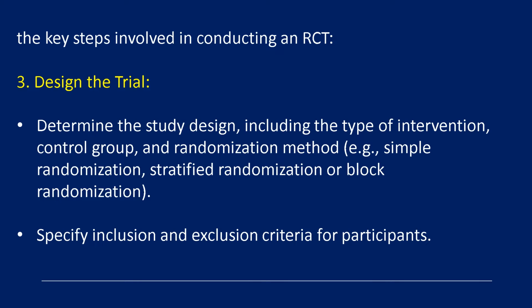Third step is to design the trial. Determine the study design, including the type of intervention, control group, and randomization method. A randomization method can be of three types: simple randomization, stratified randomization, or block randomization. That we will learn in another video.